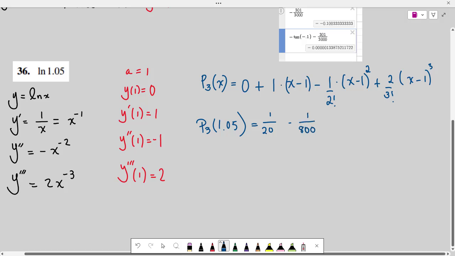Say that all again. 1.05 minus 1 is 0.05. 0.05 is a 20th, a nickel. A 20th squared is a 400th. And then a 400th times a half is an 800th.